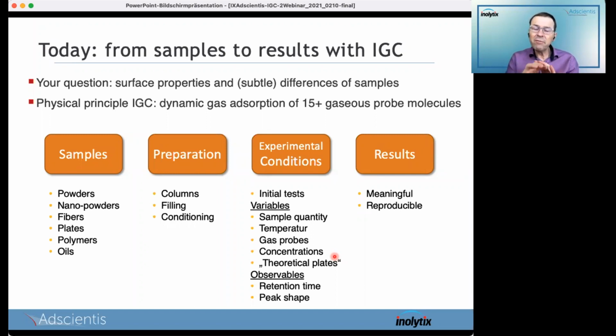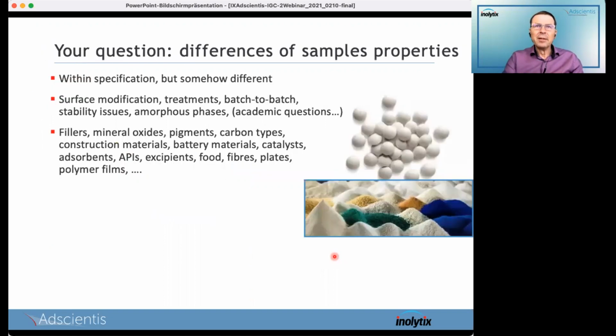And a very short explanation about the physical principle of IGC for those who are really new and have heard about this to get an understanding from our point of view. So, getting to your questions, what we usually experience with our clients is that they have issues like our products are somehow within specification, but somehow they behave differently. Why? How can this be explained?